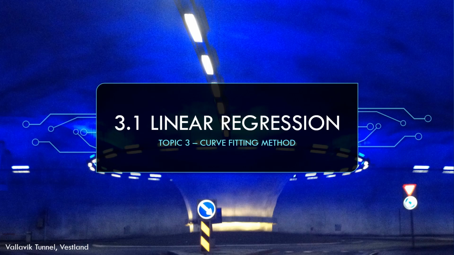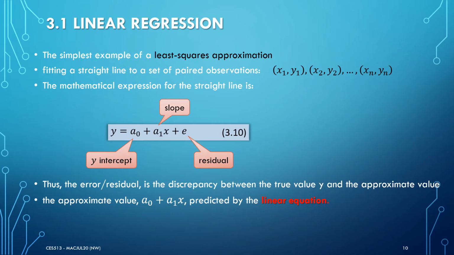Okay, now we will start with the main subtopic in this chapter, which is linear regression of the curve fitting method. Alright, the simplest example of a least squares approximation is when we want to fit a straight line to a set of paired observations like x1, y1, x2, y2, x3, y3, and so on until xn, yn.